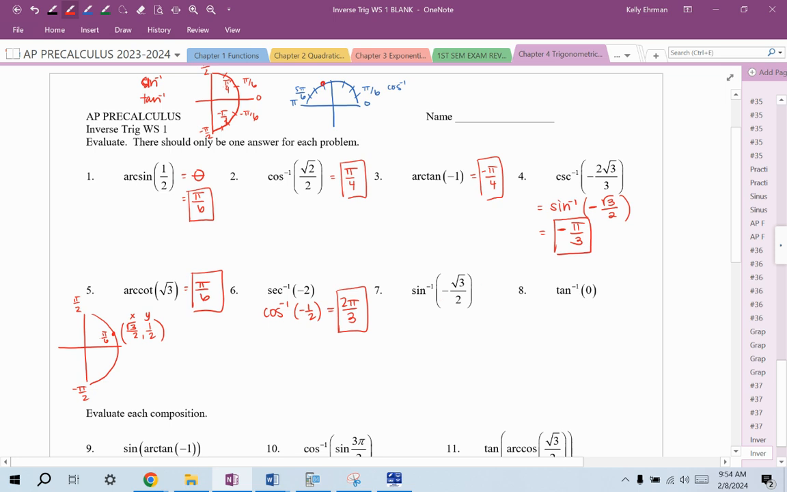When is sine equal to negative radical 3 over 2? At negative pi over 3. We actually had that in quadrant 4. I just asked it as starting as an arc cosecant problem.